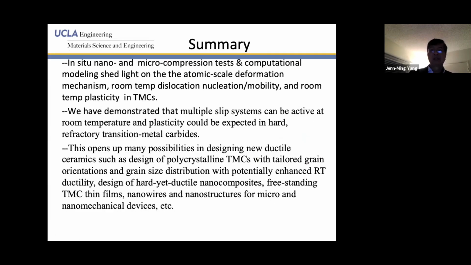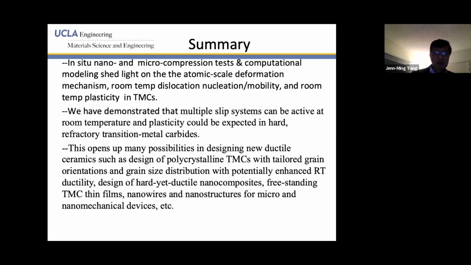So let me summarize. The in-situ nano and micro compression tests and computational models that we have done shed light on the atomic scale deformation mechanism, room temperature dislocation nucleation and mobility, as well as room temperature plasticity in transition metal carbides. We have clearly demonstrated that multiple slip systems can be active at room temperature, and plasticity could be expected in hard refractory transition metal carbides.